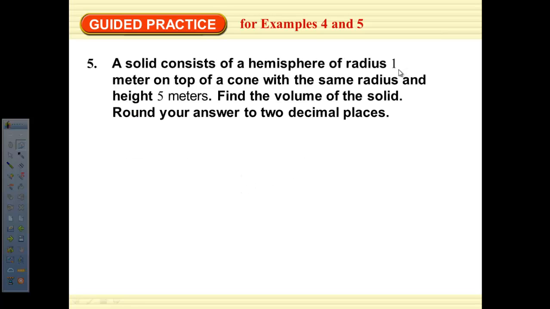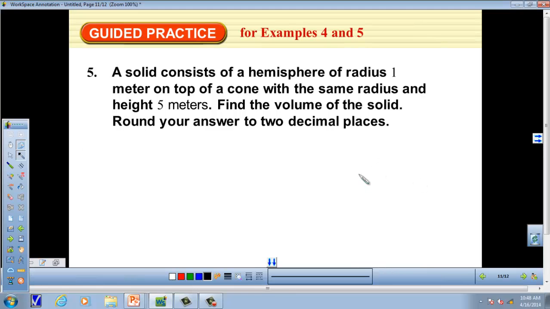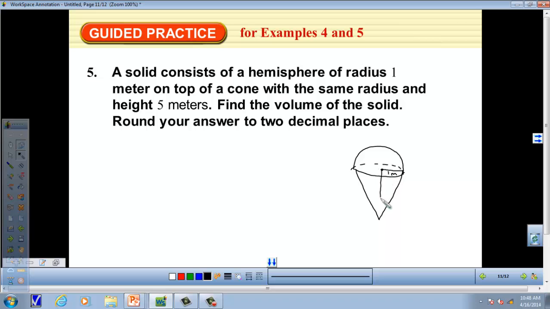We have a hemisphere with a radius of 1 on top of a cone. So basically, if I was to draw this, it would look like this with an ice cream cone on top. So in this case, we know the radius here is 1 meter. So it's good to draw a picture of this. And then we know that the height of the cone would be right here. That would be 5 meters. And we want to find the volume of the solid.